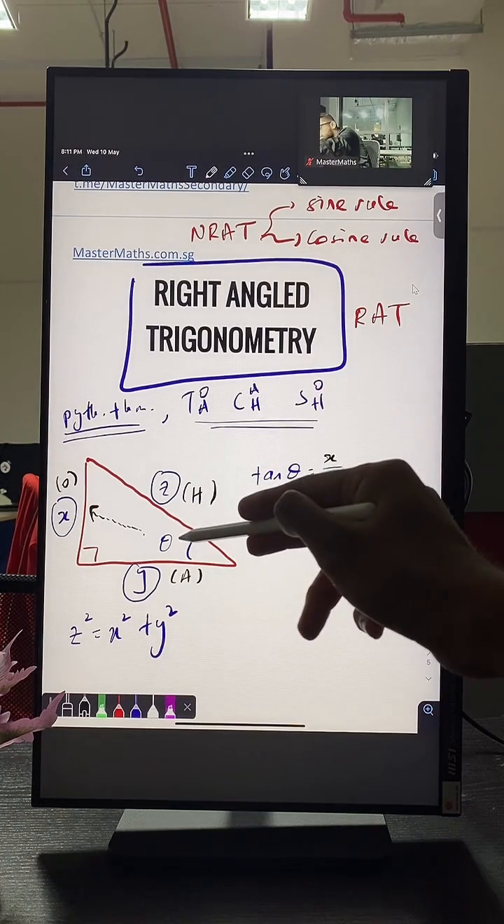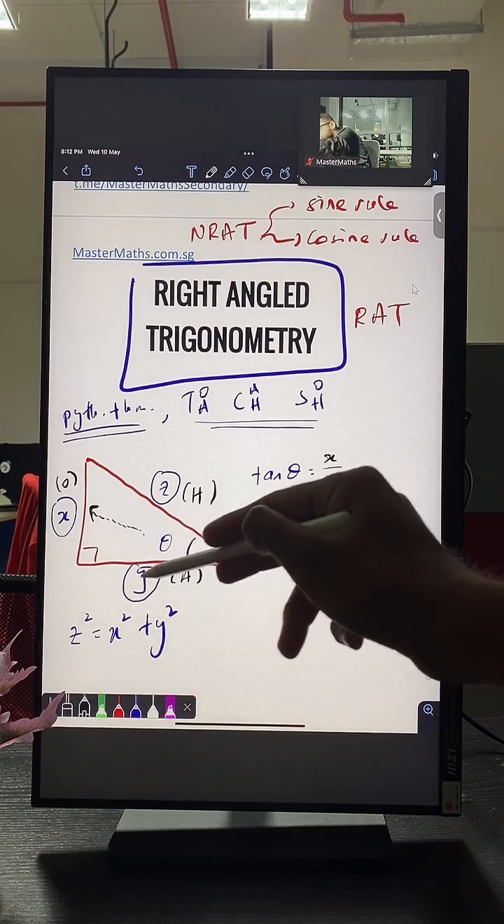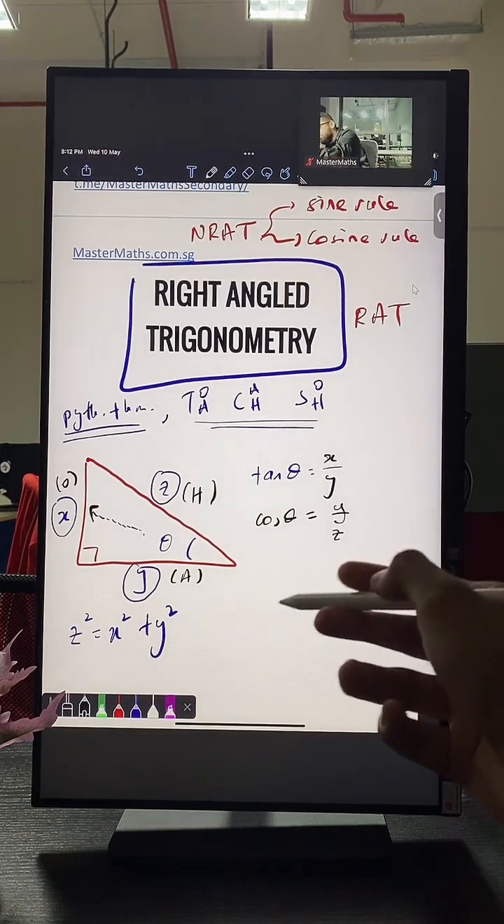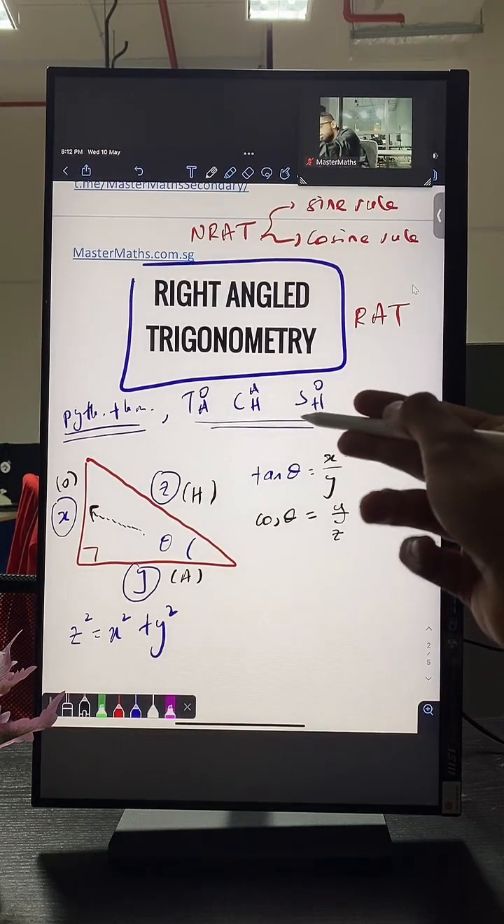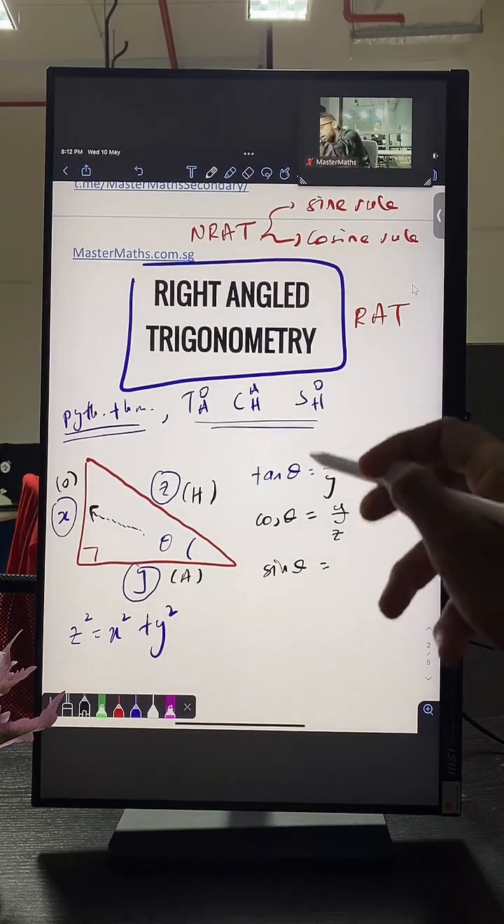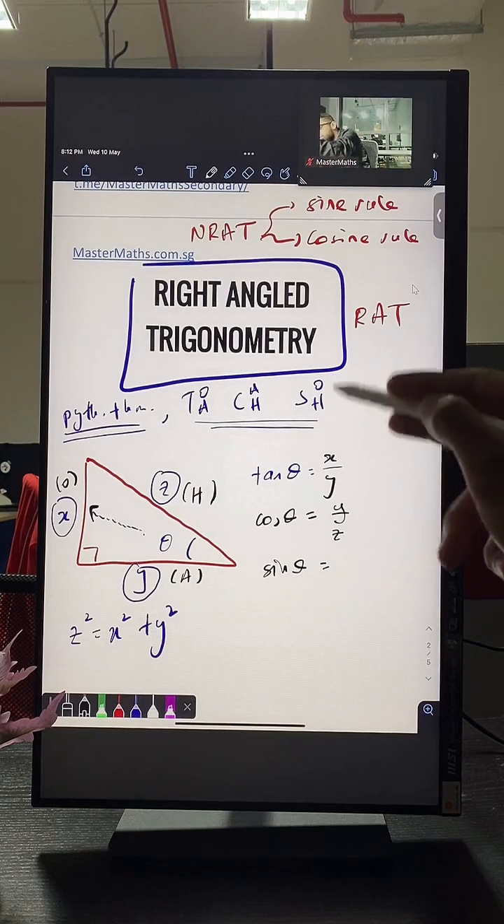Again, cosine theta is just adjacent, which is Y, over hypotenuse, which is Z. So this is just going to be Y out of Z. Very nice. And let's say you want to find the sine of the angle. Let's say you want to find sine theta now instead. Now, this will be opposite length over hypotenuse length.